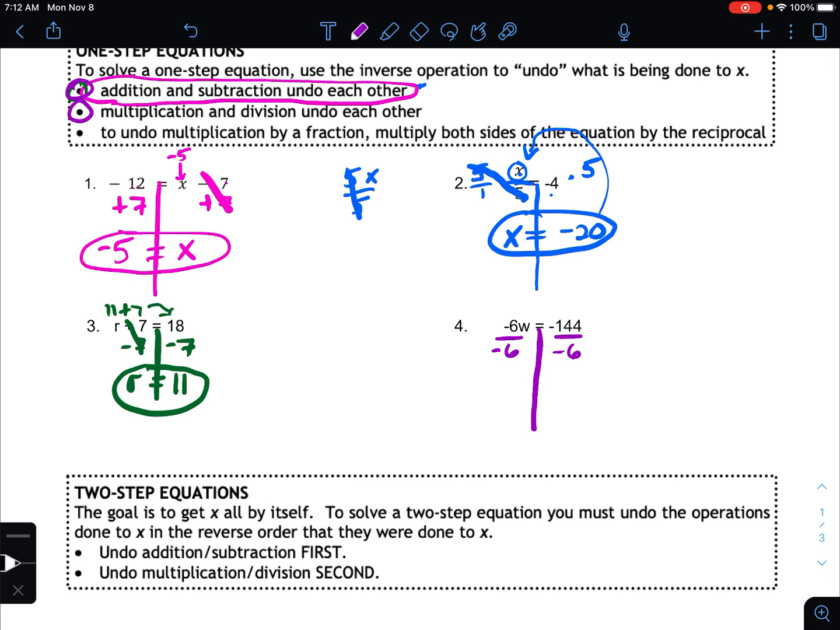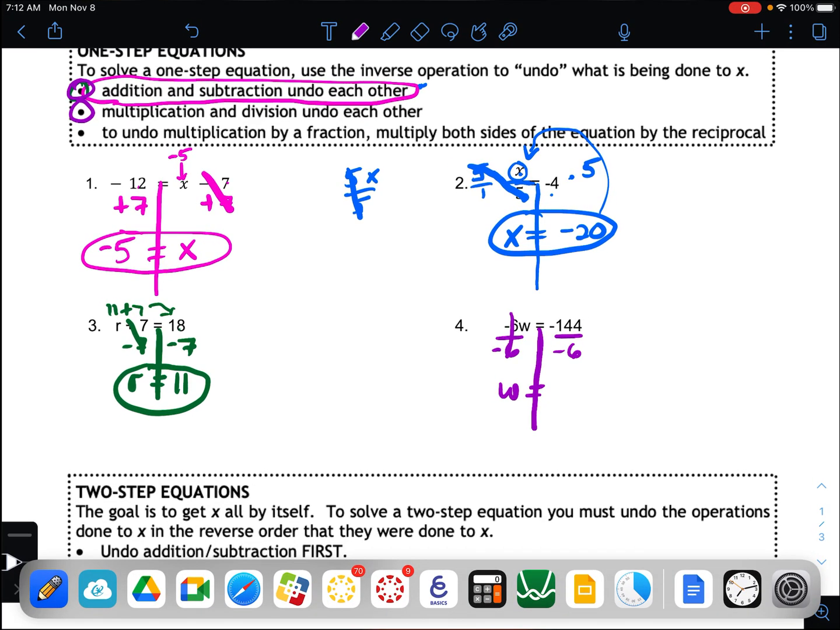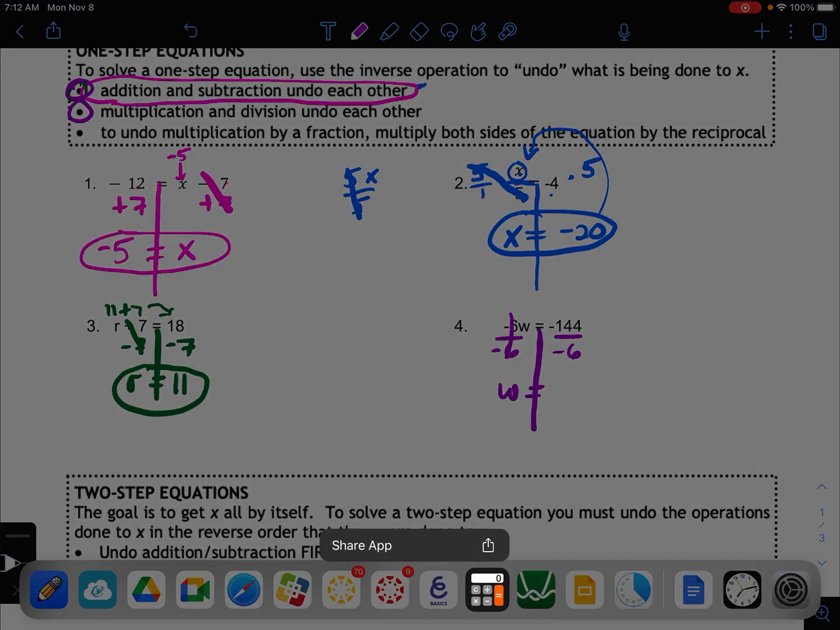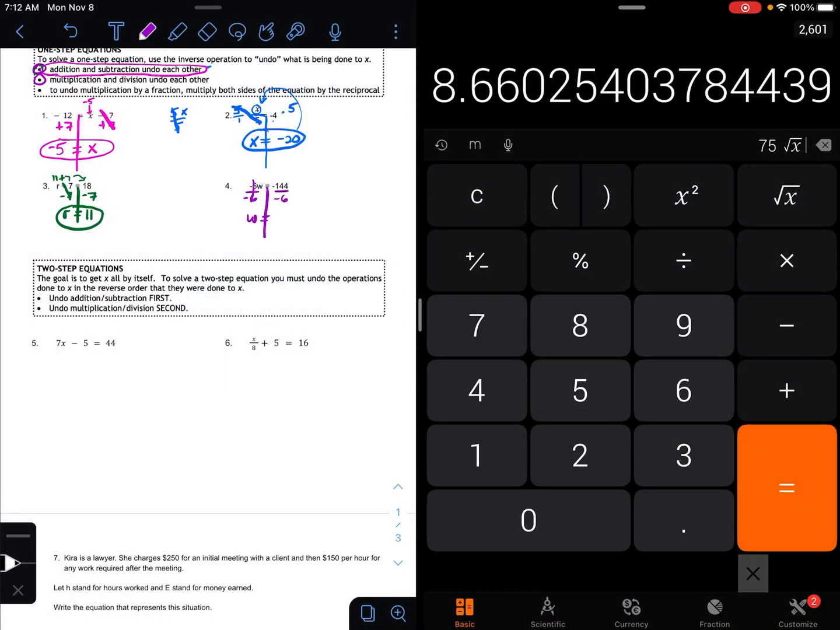And I like to use the fraction bar as the divide sign. So we'll divide both sides by whatever that number is. So negative 6 divided by negative 6 is 1, or just 1w, or w. And negative 144 divided by negative 6 is going to be, well, you might have to break out the calculator on this one, unless you know your multiplication and division facts.